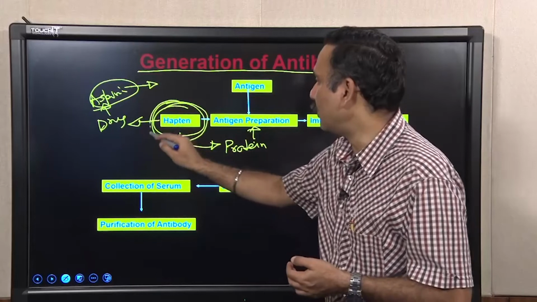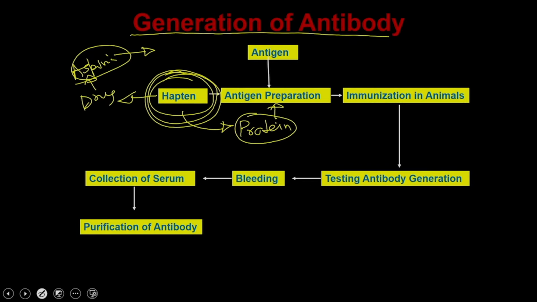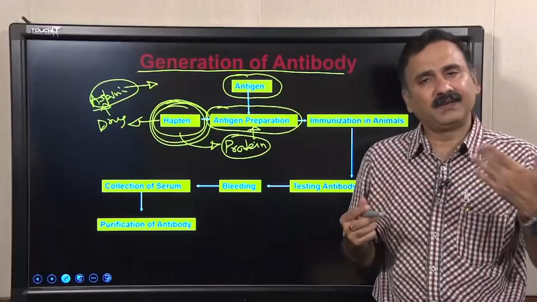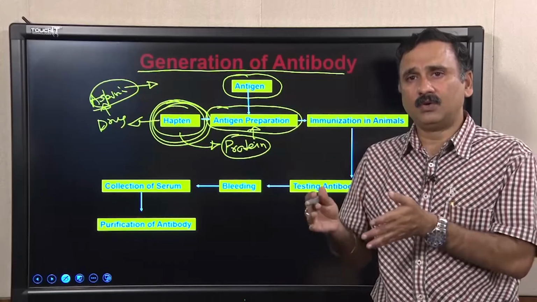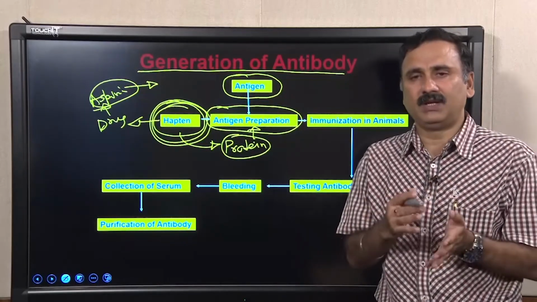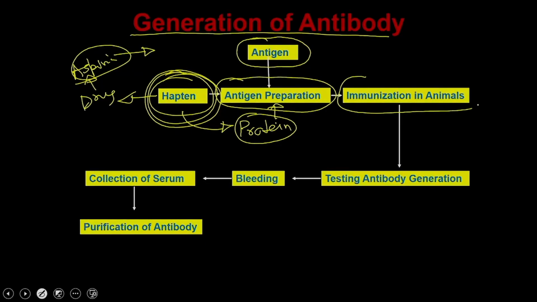Irrespective of whether you are working with a hapten that is converted by coupling it to a protein, or you have natural antigens, or proteins of very high molecular weight, you then process these antigens so that they are good enough to immunize the animals. We will discuss the different procedures you have to follow to process the antigens so that they are ready for immunization, and then you immunize the animals with these antigenic preparations.